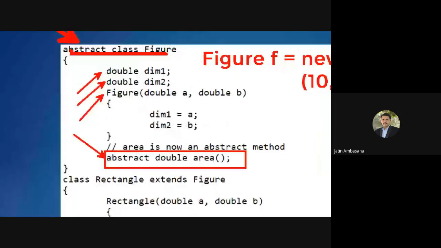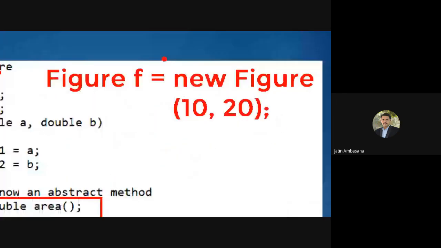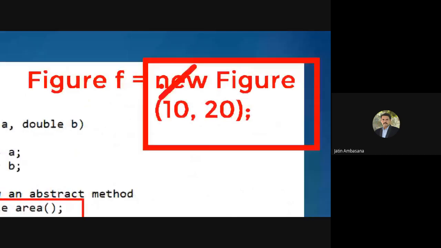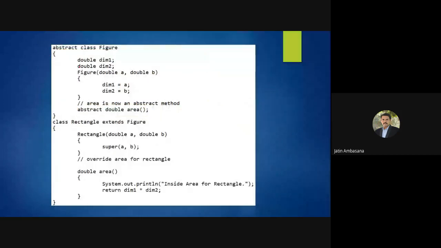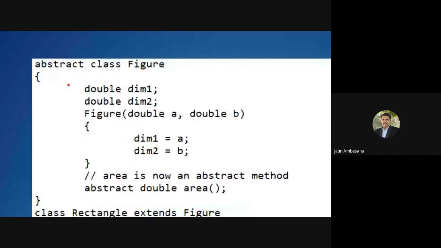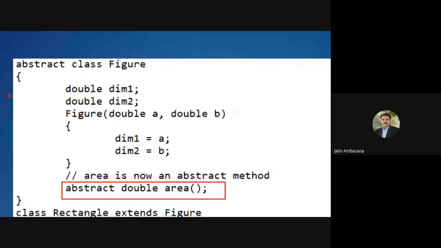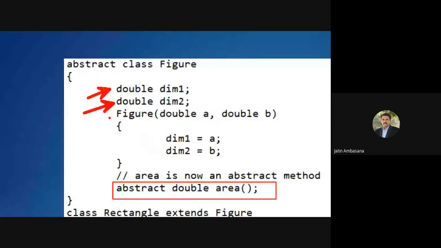Because the class is like this, using the new keyword is not allowed. That's the point. So see, this class is abstract because it has got an abstract method. Otherwise, it has got variables also, constructors also, and it may have some other concrete methods also.